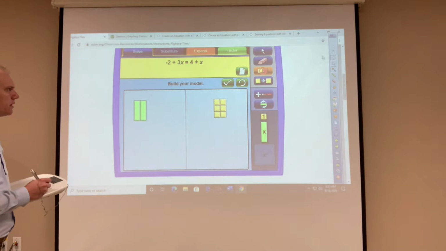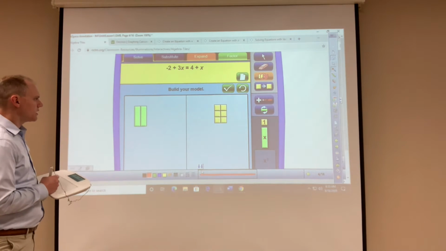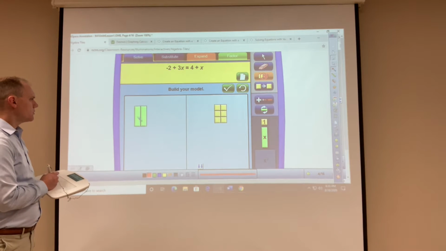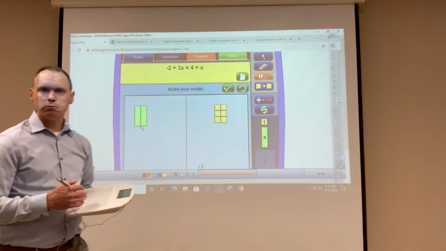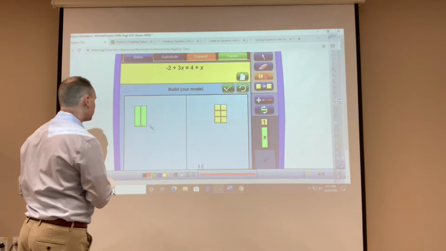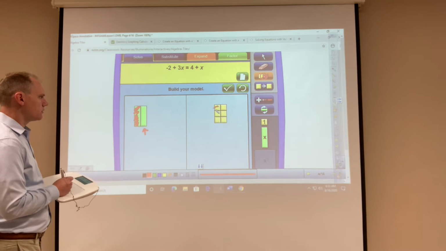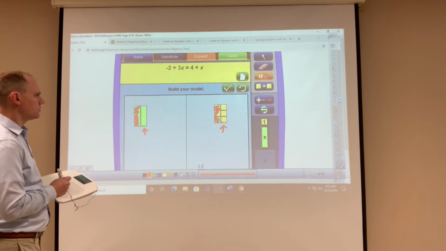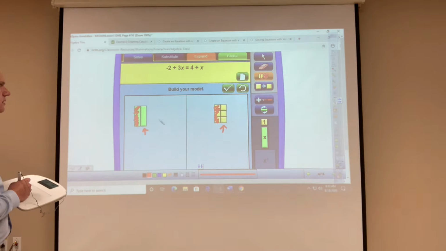And then what we can do from there is divide both sides by 2. So we have 2x equals 6. If we divide by 2, basically we're going to cut this in half. Whatever we're left with, we're going to cut in half. If we cut this in half, we're just left with this one here. If we cut this one in half, we're just left with this part here. So we're left with x equals 3.